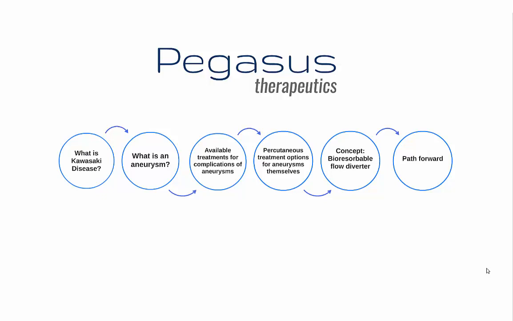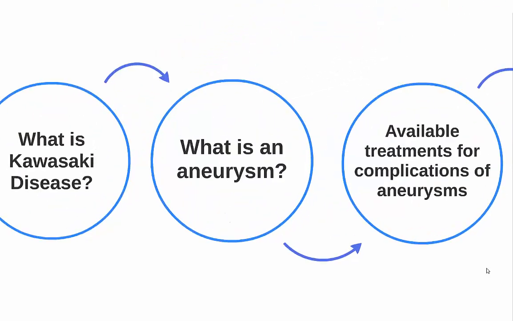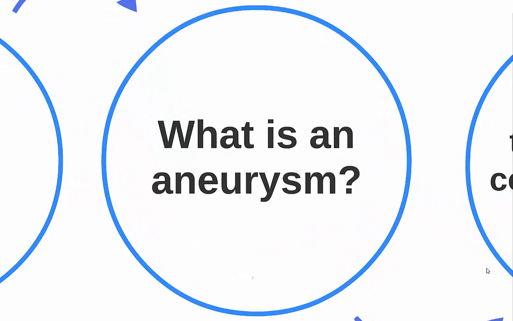In the last video, I talked about one of the major complications of Kawasaki disease, one of the major problems with the inflammation of the cardiovascular system that occurs during that disease: the formation of aneurysms in the coronary arteries. So, what is an aneurysm and why is it bad?